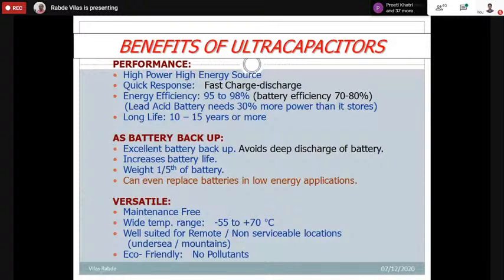Performance, if you see, we are learning this, that's why we will understand the applications further. High power, high energy storage, quick response, fast charge discharge, energy efficiency is 95 to 98%, needs 30% more power than it stores, and long life, 10 to 15 years or more.